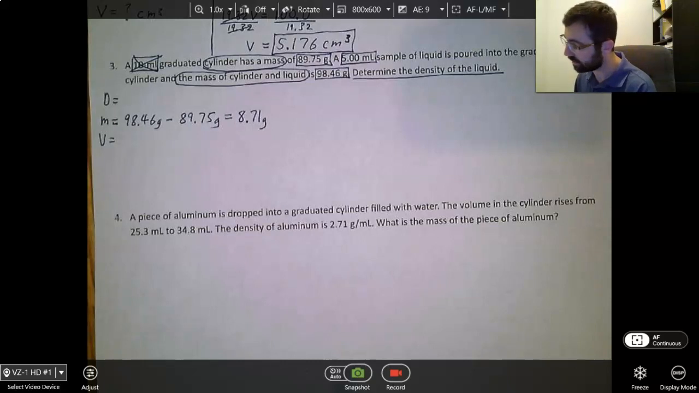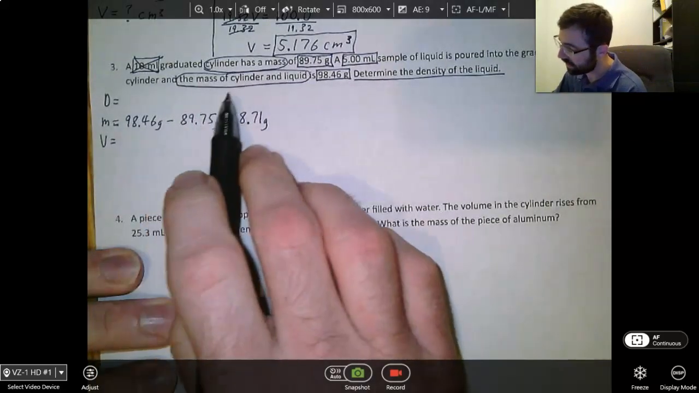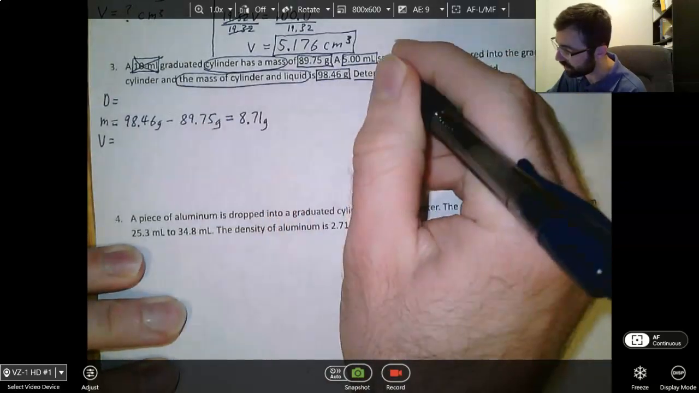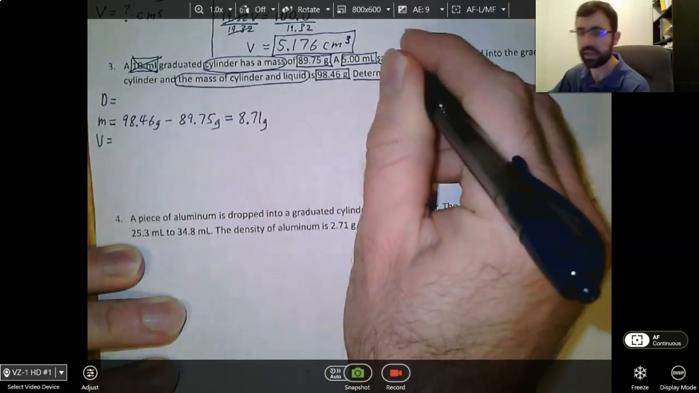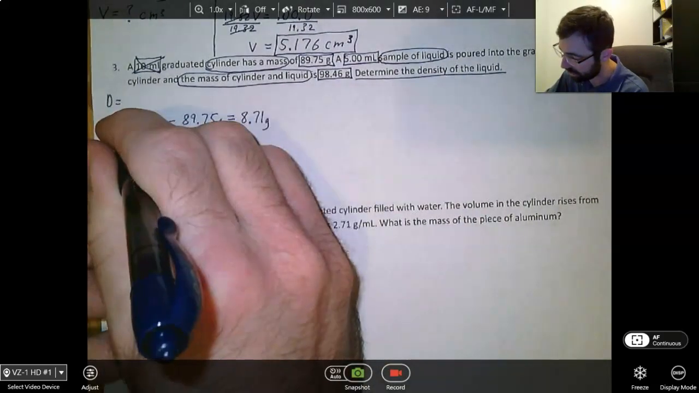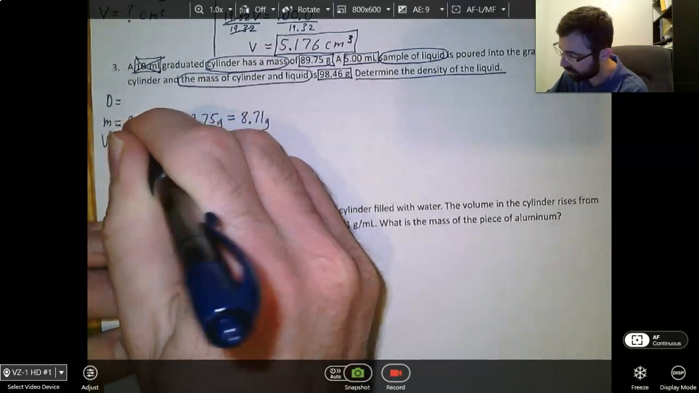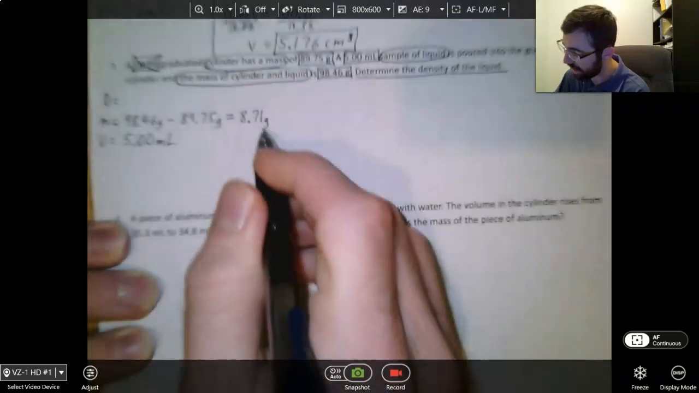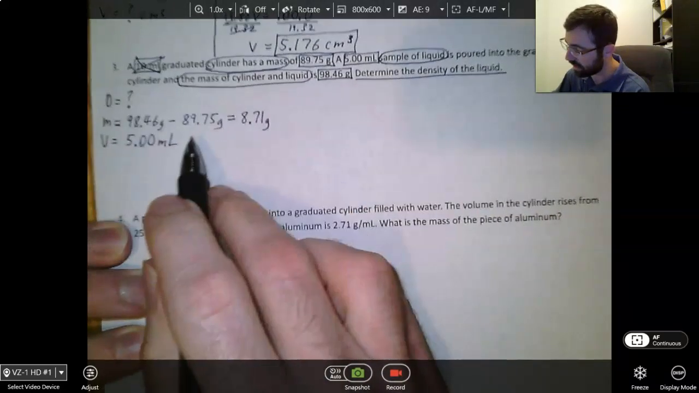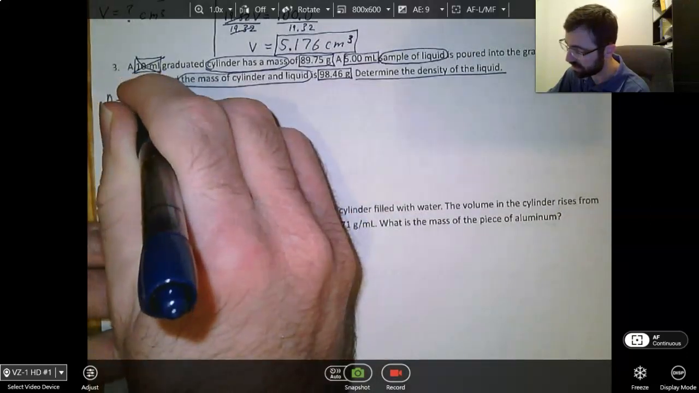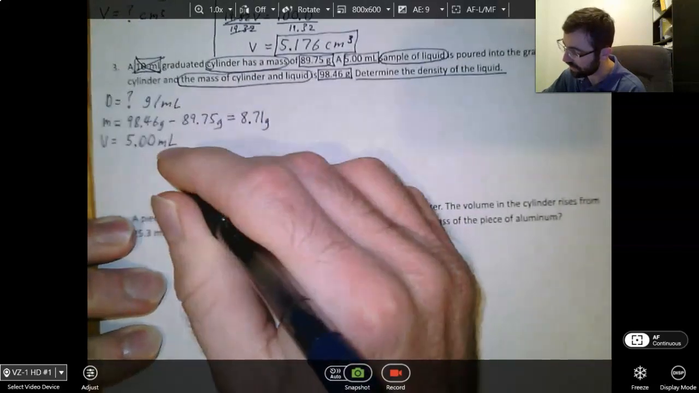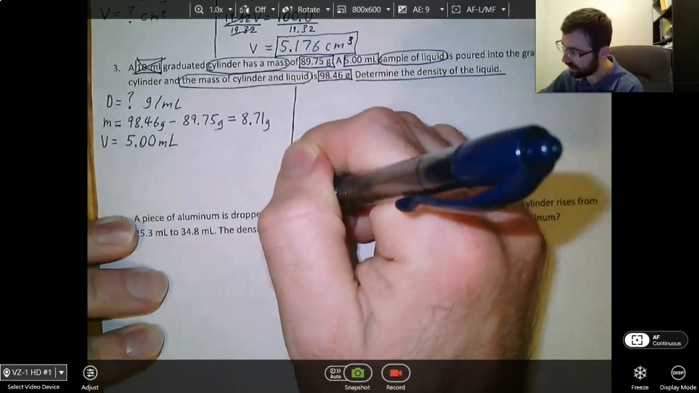Now let's look at the volume. It tells us a 5.00 milliliter sample of liquid. Okay, that sounds like that's the volume of the liquid. So we're just going to write that down. 5.00 milliliters has this mass. What's the density? And that's going to be grams divided by milliliters. So I could jump straight to the assumption this is going to be grams per milliliter. Grams over milliliter. And now we'll do our equation.